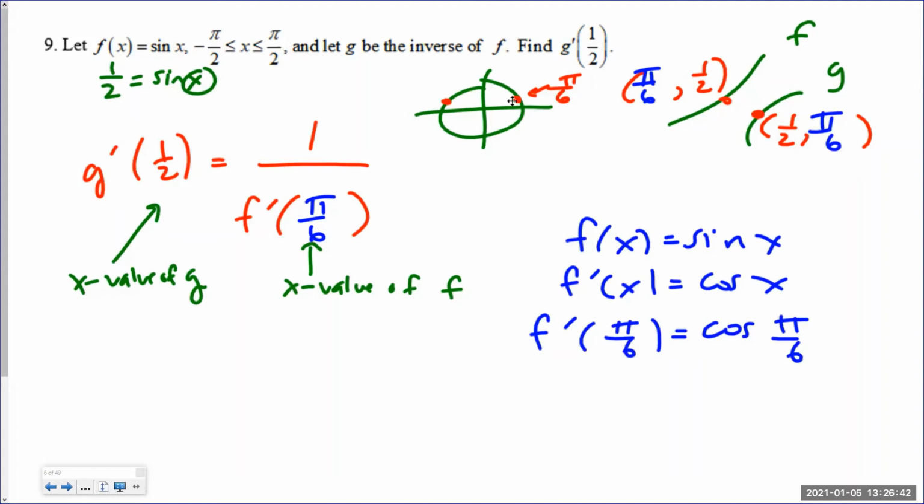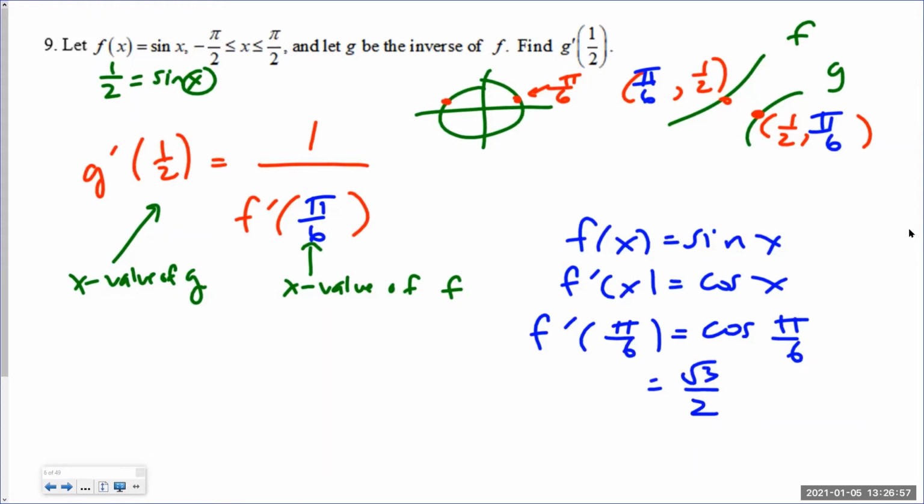Okay, now look at where pi over 6 is. What's the cosine value there? Is it 1/2 or square root of 3 over 2? I can't remember. Well, it's the far one, right? Because it's the x value. So it's square root of 3 over 2. Okay, so this is going to be square root of 3 over 2.